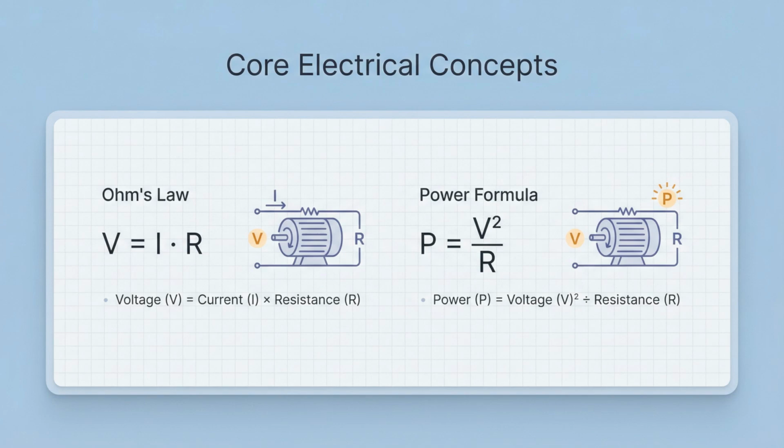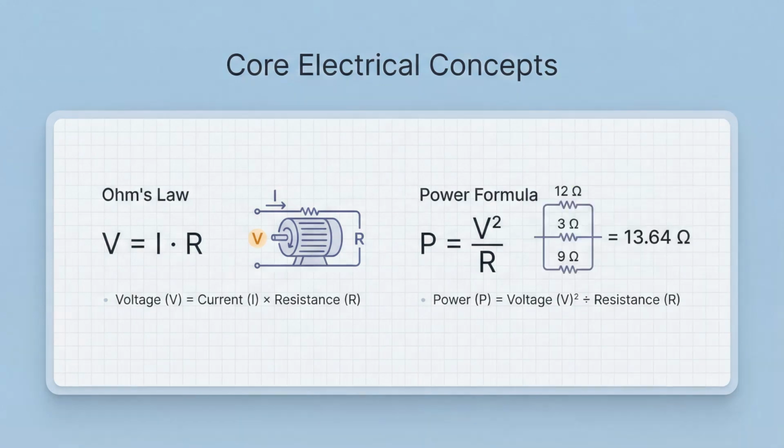For a synchronous motor running at 125 volts and 10 amps, the resistance is 12.5 ohms. If you have a 240-volt motor with 28 ohms of resistance, the wattage calculates to exactly 2,057 watts. For combination circuits, you calculate the parallel section first, then add the series component. A 12-ohm resistor in series with 3, 6, and 9-ohm resistors in parallel yields a total circuit resistance of 13.64 ohms.